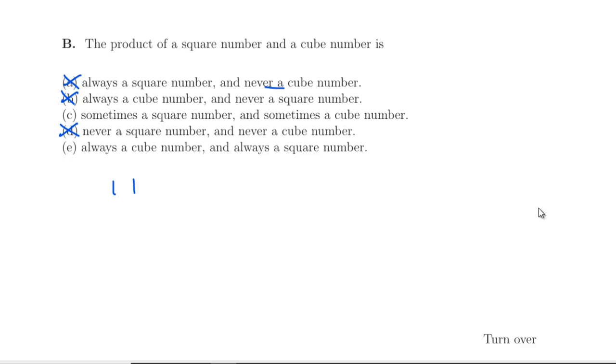Right, let's try another one then. We just need one where it doesn't work. So a cube and a square. If we do 1 times 4, then that's a cube, that's a square, and that answer isn't a cube, so it's got to be C. That's a bit of a weird question.